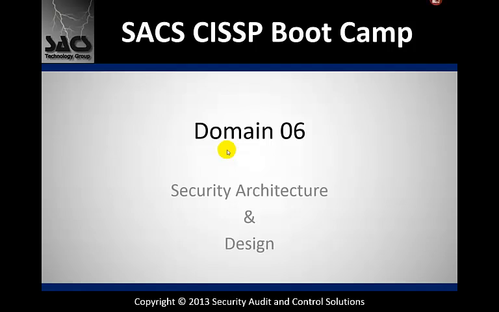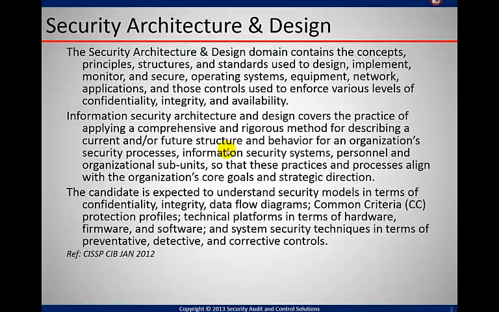Domain 6 is security architecture and design. Looking at the candidate information bulletin, IC Squared tells us that the domain contains the following. The security architecture and design domain contains the concepts, principles, structures, and standards used to design, implement, monitor, and secure operating systems, equipment, network applications, and those controls used to enforce various levels of confidentiality, integrity, and availability.